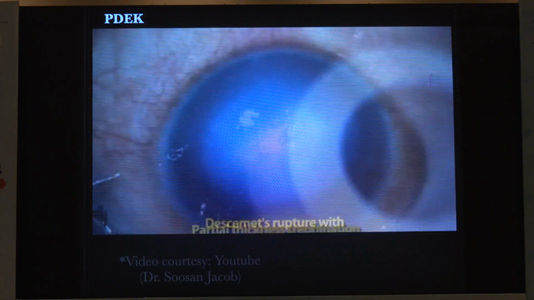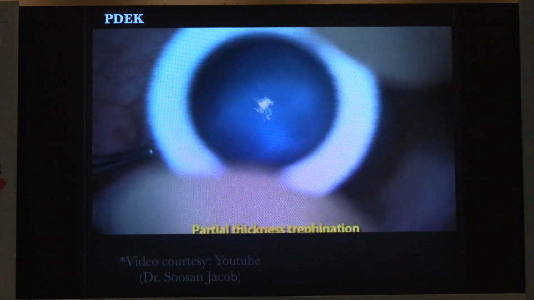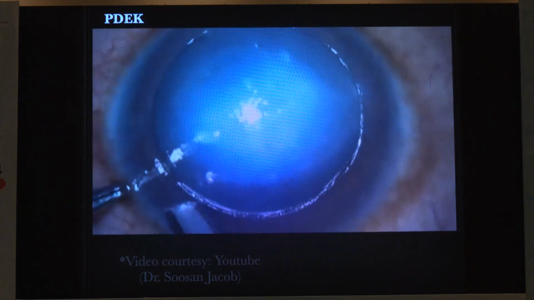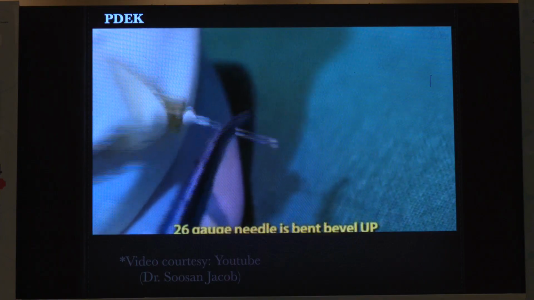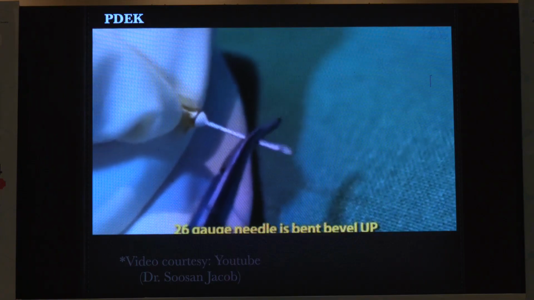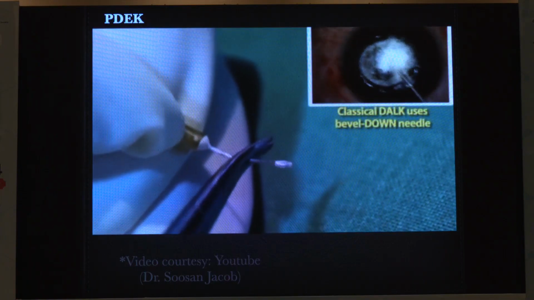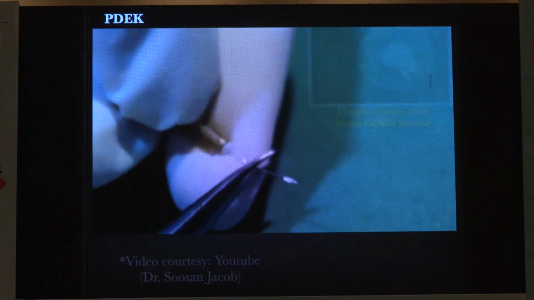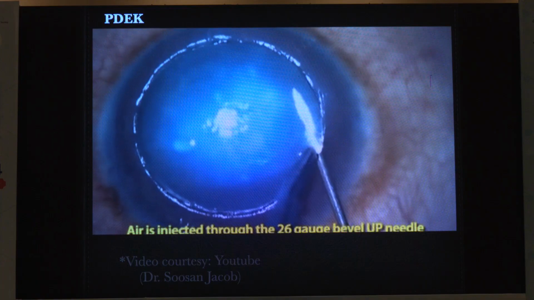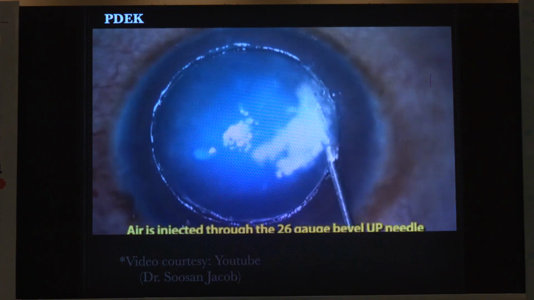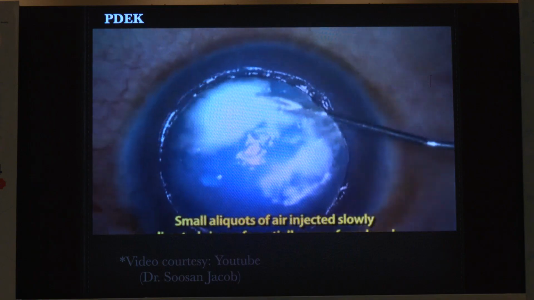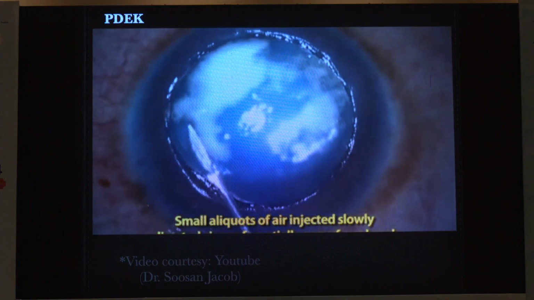This is a PDEC, the video showing PDEC technique here. So there's a partial thickness dissection that has been done, like a DALK we are doing, and then we inject an air bubble, and this is a bevel up needle, not like a bevel down needle. This is very important to follow, to avoid any ruptures or any perforations in these kind of patients.